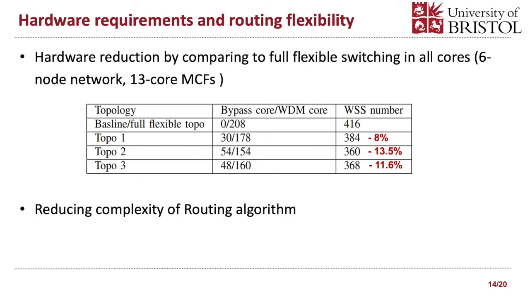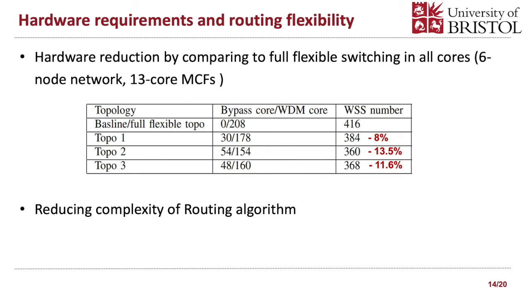If we apply this design to a complex network, you will see a larger reduction of the hardware. We also notice this design reduces the complexity of the routing algorithms, but further research will be done to show how much the complexity can be reduced in this routing algorithm. And by introducing bypass cores, each WSS will require a lower port count, and this makes it easier to achieve a low-scale ROADM.